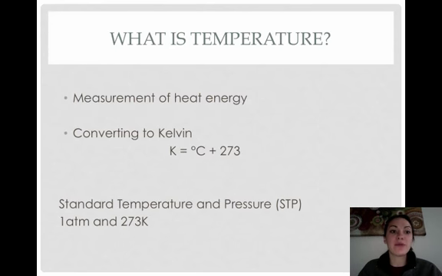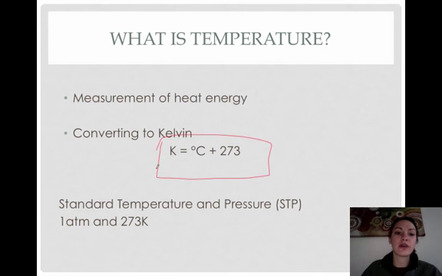What is temperature? Temperature is a measurement of heat energy, and we are going to be using the unit of Kelvin for this. You must use Kelvin. You must convert to Kelvin when we are doing these practice problems. The way that we do that is right here. Our unit conversion is as follows. Take your degrees Celsius, add 273. That's what our Kelvin is going to be.